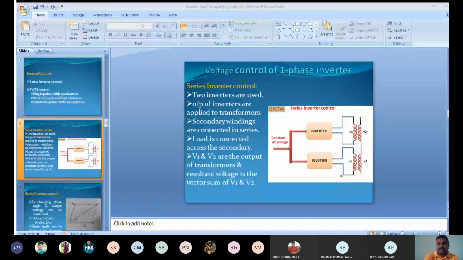It is known as the series inverter control because these are the two inverters and here the secondary of the transformer is connected in series with each other. Now the next method is the pulse width modulation control.